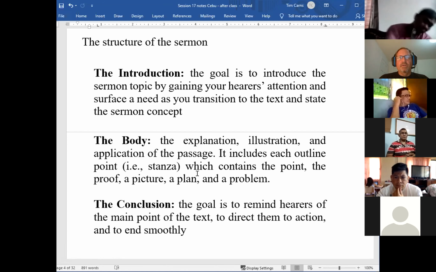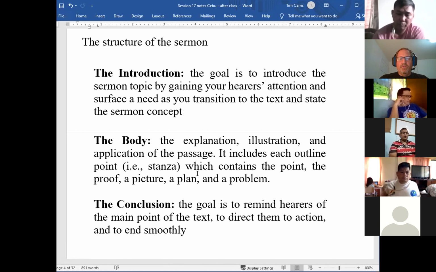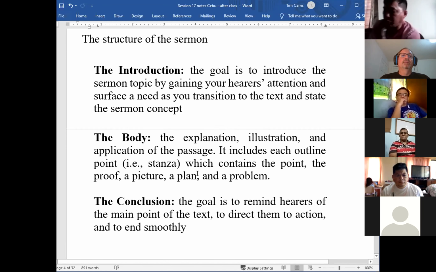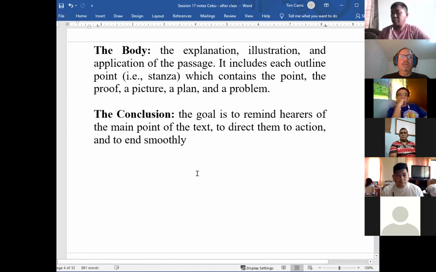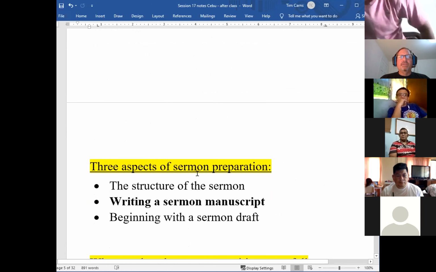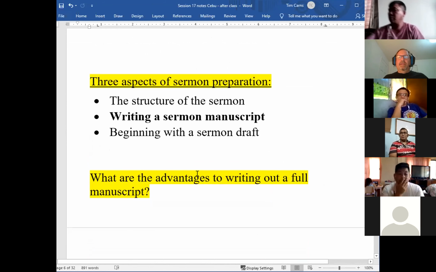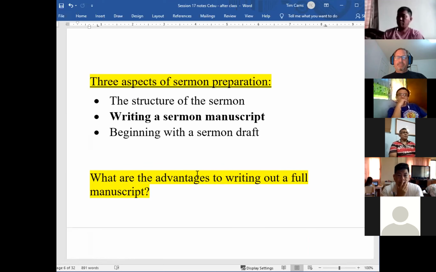And then finally, the conclusion is simply, the goal there is to remind your hearers of the main point of the text, direct them to action, and then land the plane. End it smoothly, not abruptly. All right, so that's the structure of the sermon. Then we move to the writing of the manuscript. And here's where I want to talk about the manuscript.